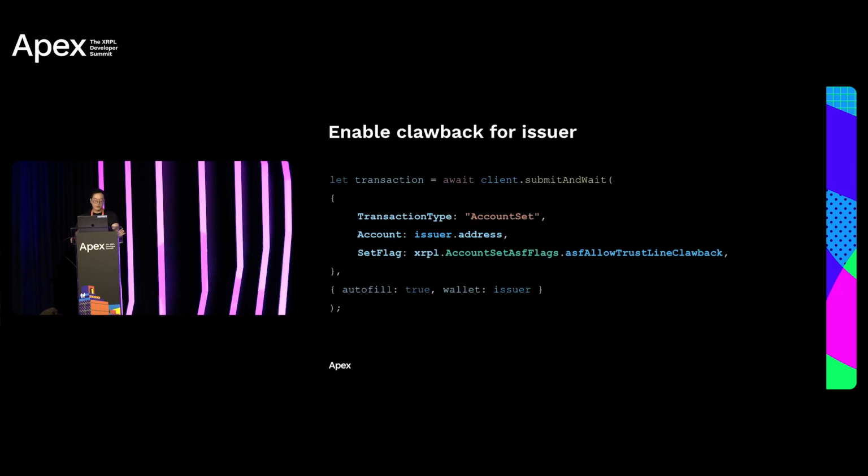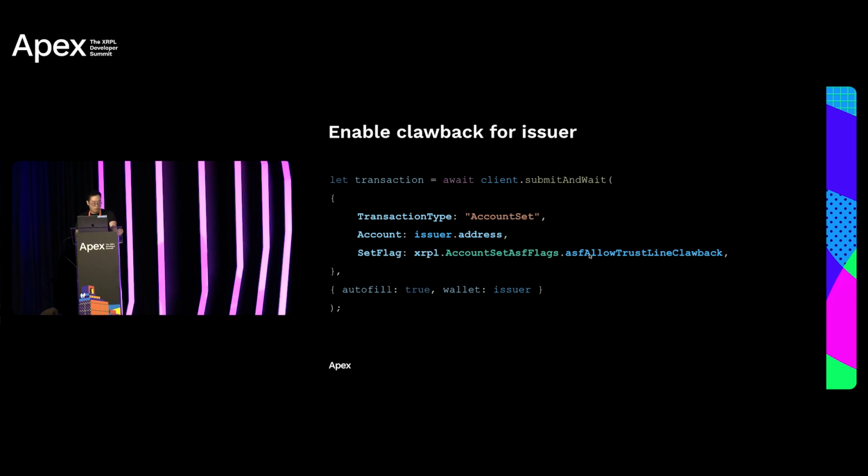And after setting up the accounts, the first step we want to do is to enable clawback for the issuer through an AccountSet transaction. And as you can see in the bolded code, the issuer is the one submitting this transaction. What they're trying to do is set the allow trust line clawback flag.